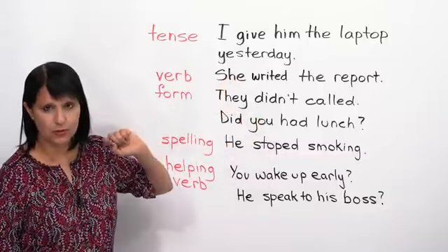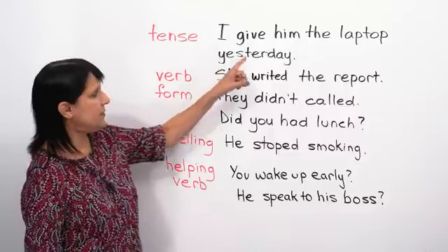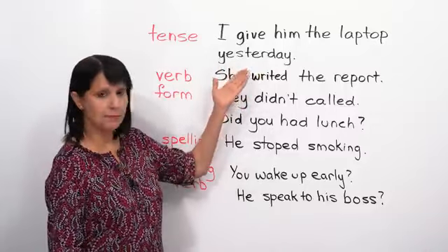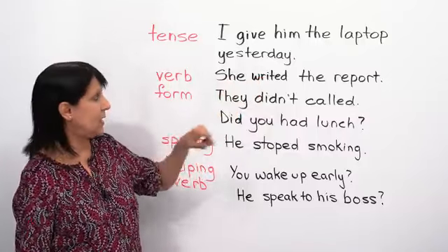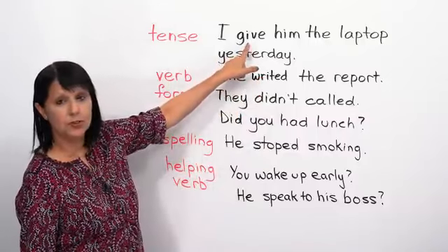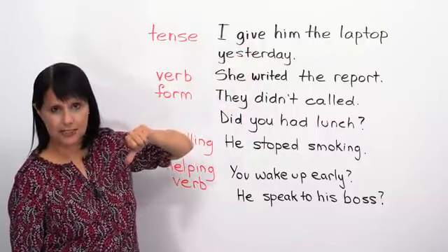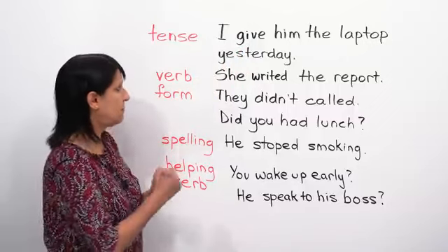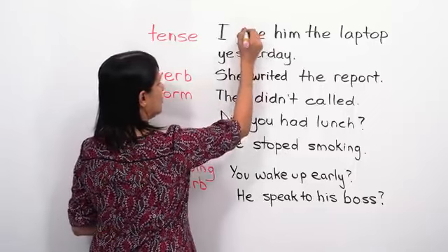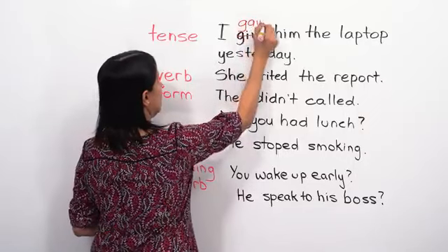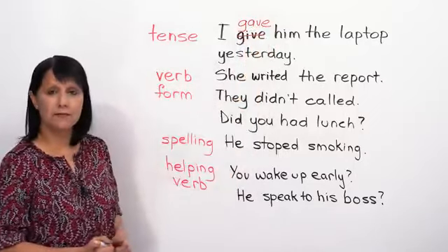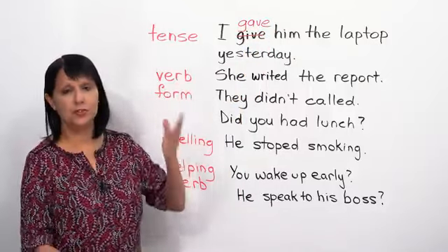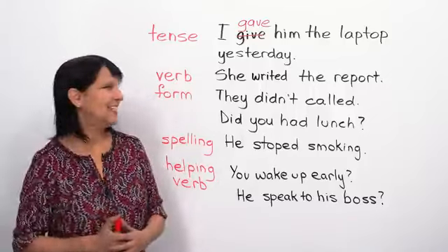But first, let's read what's wrong. I give him the laptop yesterday. So, this sentence is about the past because it says yesterday, but the person used a verb in the present tense, give. So how do we correct it? We correct it by changing give to gave. I gave him the laptop yesterday. So you always need to make sure that you're using the right tense.